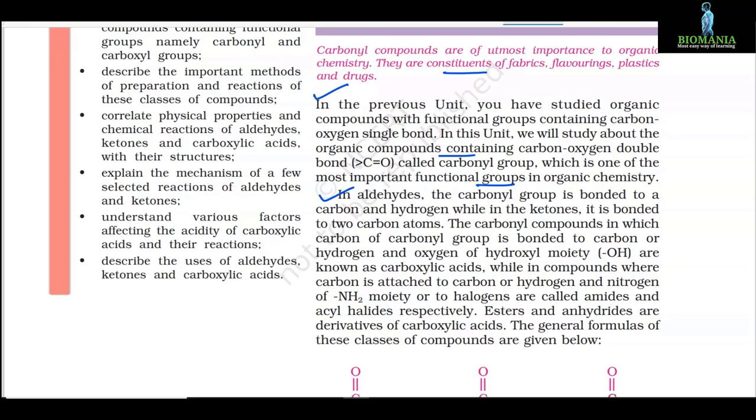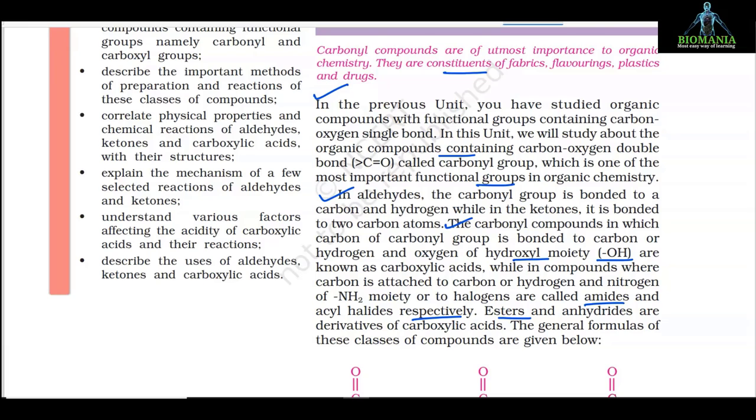In aldehydes, the carbonyl group is bonded to a carbon and hydrogen, while in ketones, it is bonded to two carbon atoms. The carbonyl compounds in which the carbon of the carbonyl group is bonded to carbon or hydrogen and to the oxygen of a hydroxyl moiety, that is OH, are known as carboxylic acids. While in compounds where the carbon is attached to carbon or hydrogen and to the nitrogen of an NH2 moiety or to halogens are called amides and acyl halides respectively.